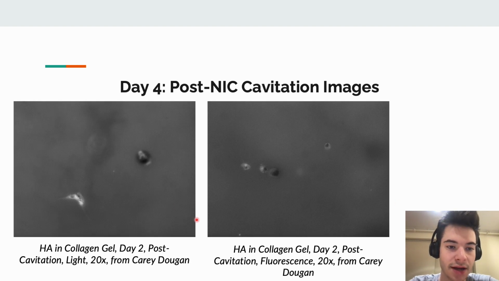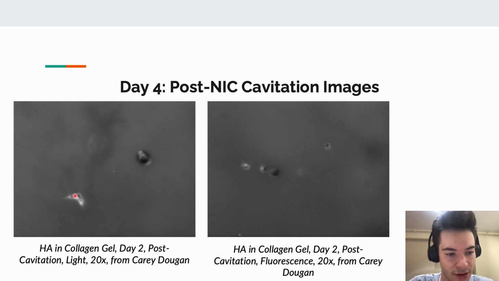So these are images taken on day 4 after the astrocytes were placed in the gels. So this is taken 2 days after the NIC occurred. So when the NIC occurred, the gels were taken out of the place that they were adhered to. So they did the cavitation on them and then put them back in. So they were kind of just floating around in solution, which made it really hard to take pictures of. But these are the pictures that we were able to get.